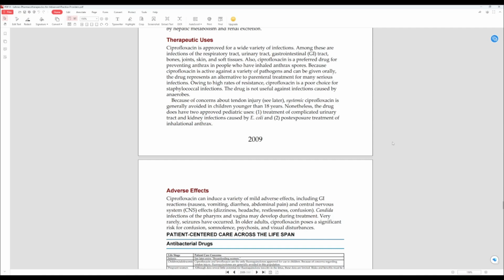Because of concerns about tendon injury, systemic ciprofloxacin is generally avoided in children younger than 18. Nonetheless, the drug does have 2 approved pediatric uses: the treatment of complicated UTI and kidney infections caused by E. coli, and post-exposure treatment of inhaled anthrax.